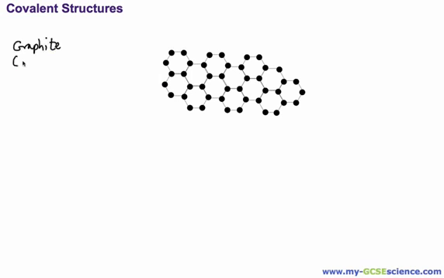The next substance I want to look at is called graphite, and again graphite is a form of carbon, so you'll only ever see carbon atoms in its structure.